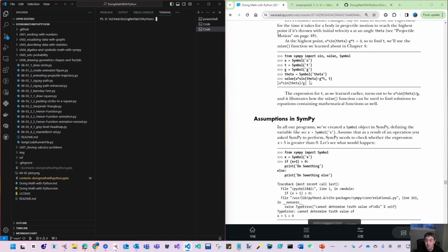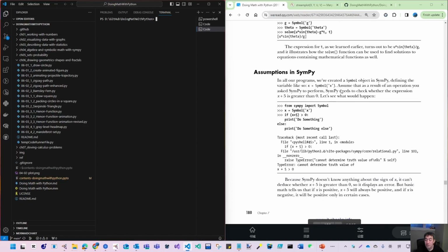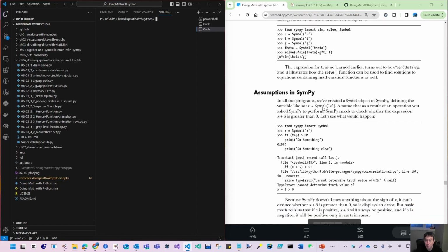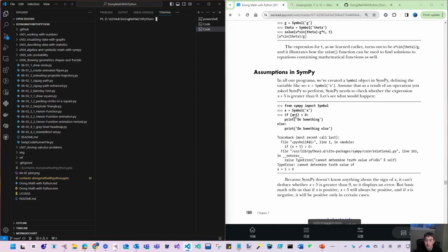These are the symbolic link in SymPy, and we define the variable as x, and assume that as a result of our operation we ask SymPy to do the solve. SymPy needs to check whether the expression is okay. That is our last part. But this program will check whether x plus 5 as the input is more than 0. So let's see what would happen.